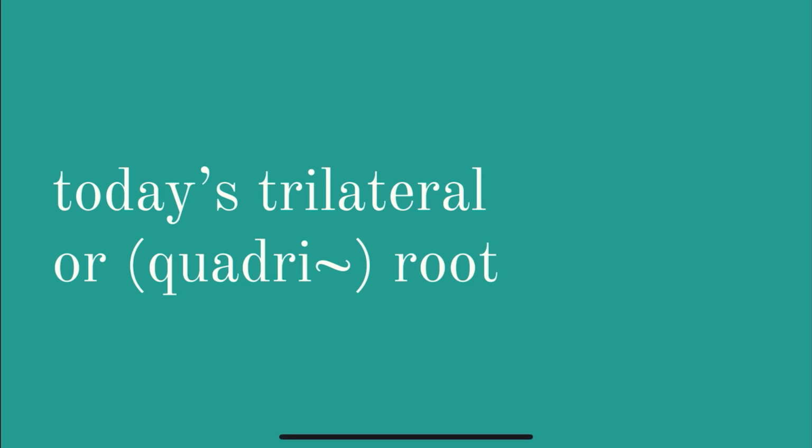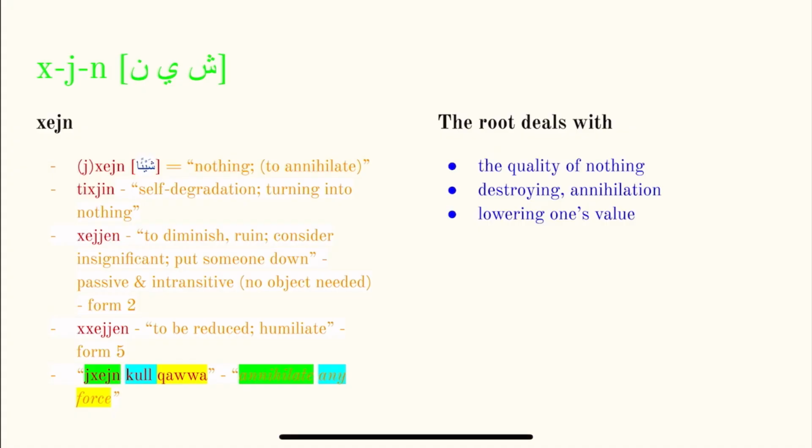And today's trilateral root is very interesting, at least to me. In Arabic, the word, I believe it's pronounced shay'an, means nothing. At least that's what an Algerian teacher told me a while ago. In Maltese, Shane literally means nothing. However, this has evolved into a trilateral root, which deals with the quality of nothing, meaning that you've destroyed whatever was there and turned it into nothing. You've annihilated something. And it can also mean lowering someone's value.